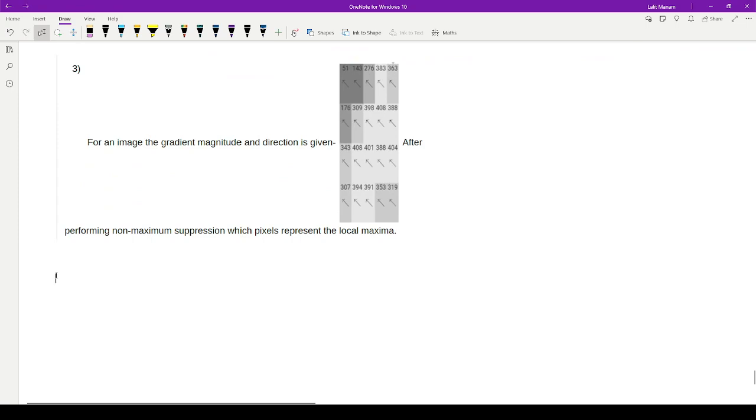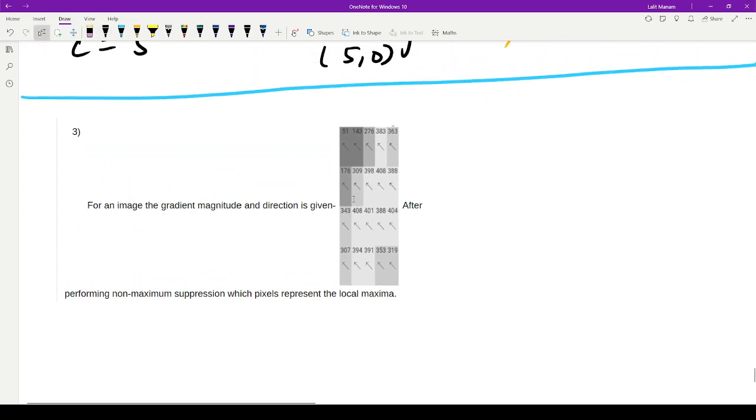So we are into Canny edge detection. You're given the image gradient magnitude and direction as well, and you have to perform non-maximum suppression as per the question. Given this, how do you do that?